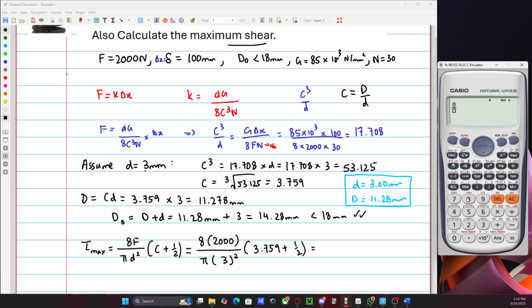So 8 multiplied by 2000 over pi times 3 to the power 2. And we're going to multiply that by my A, so alpha A plus 0.5. So we get 2410.23 megapascal. Now notice the units, it is in megapascal. So we have our shear as well now.